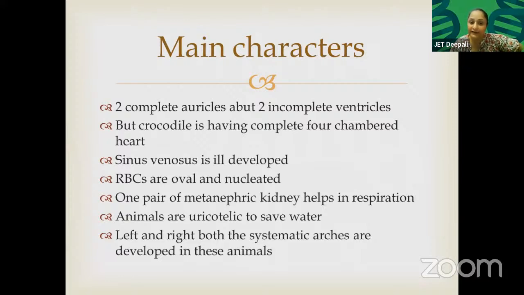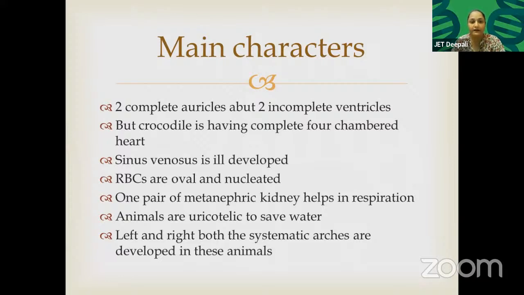Animals are uricotelic to save water. What is uricotelic? Those animals who are secreting uric acid, who are excreting uric acid. So they are water saving organisms because they don't drink water in their life. They need to save water content of their body, so they do not excrete urea, neither ammonia. They excrete uric acid that is highly concentrated kind.